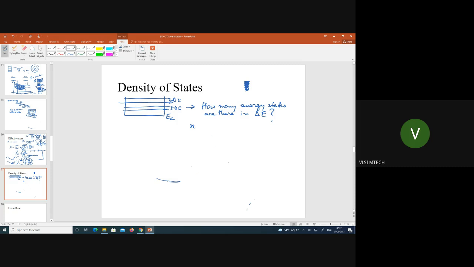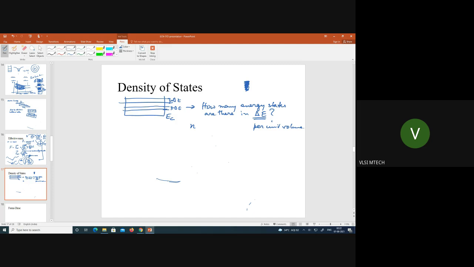and we usually calculate this per unit volume. Otherwise it makes no sense, because the larger the crystal you consider, the more number of atoms you consider, the more number of states you have, so it will go on till infinity.